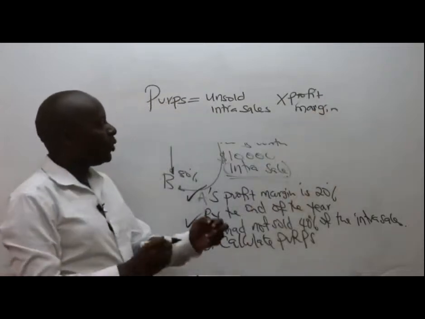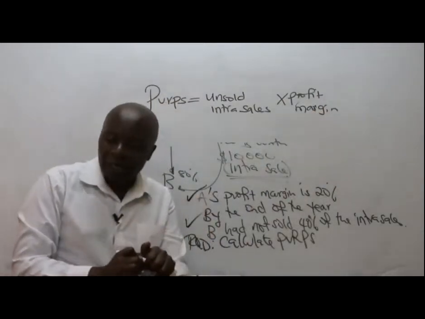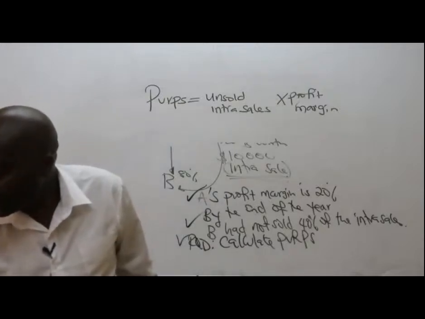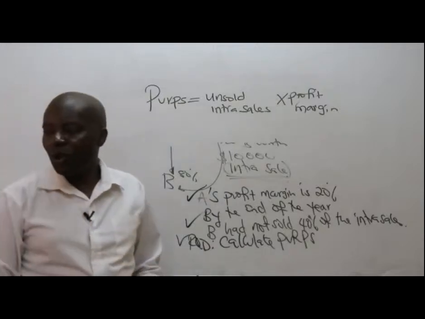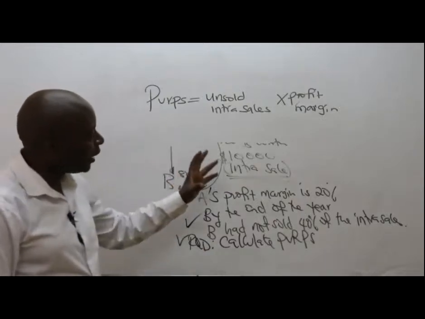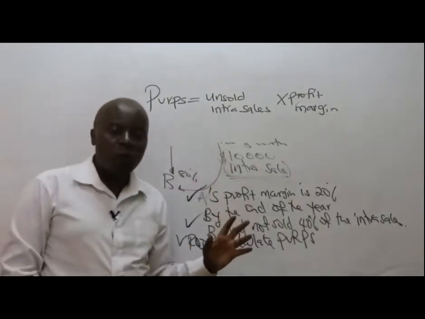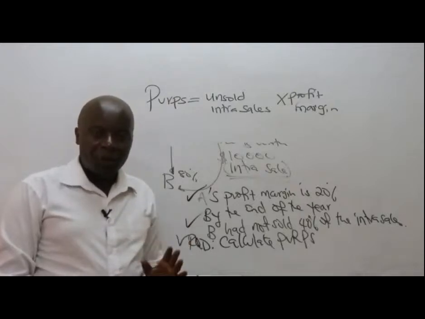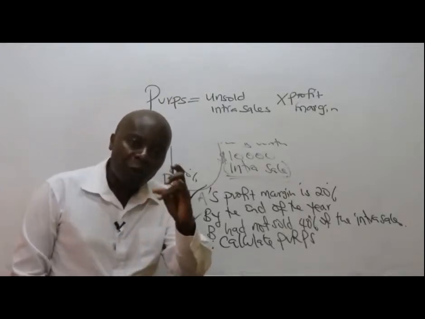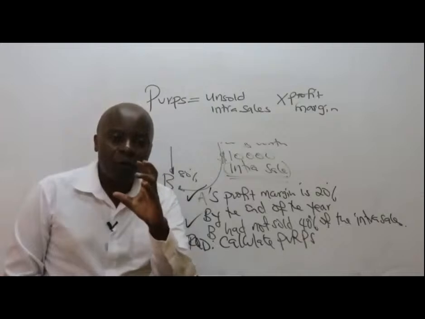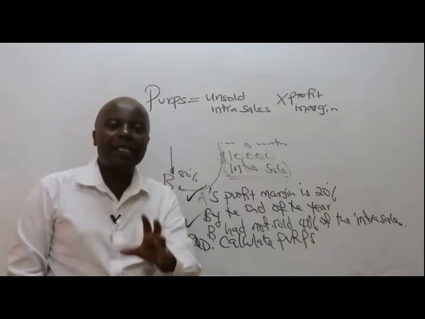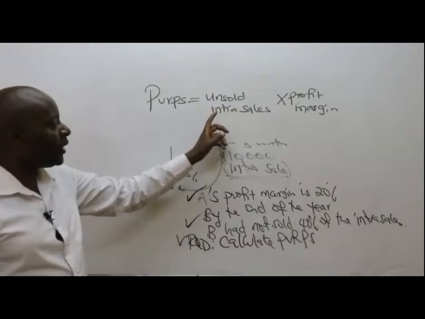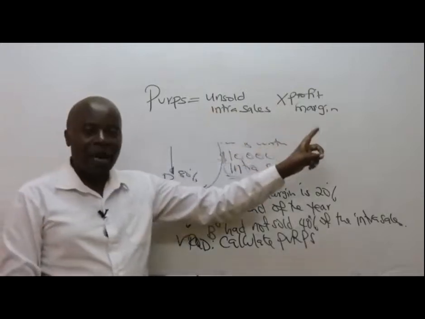We normally take the unsold intra sales times profit margin. So anytime they talk about PAPs, PAPs is provision for unrealized profits. How do we get these PAPs? We take the unsold intra sales times profit margin.